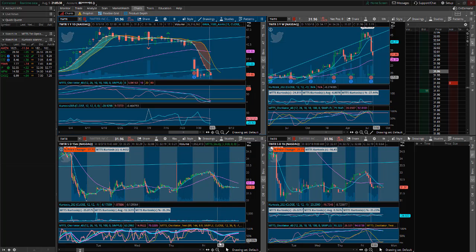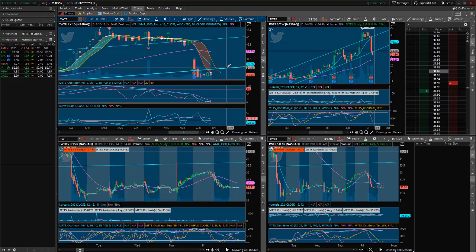The MTTS oscillator in the 15 and 60 minutes are in the oversold area, so that is indicative that it should climb back on Monday. If it happens Monday and Tuesday, it should break that trend line here and continue its way to 50 bucks. So let's keep a look at that.